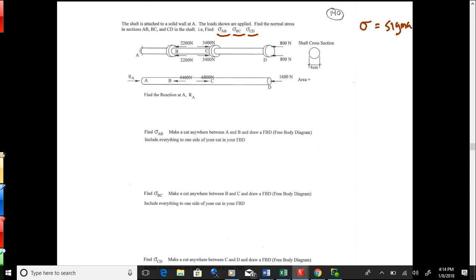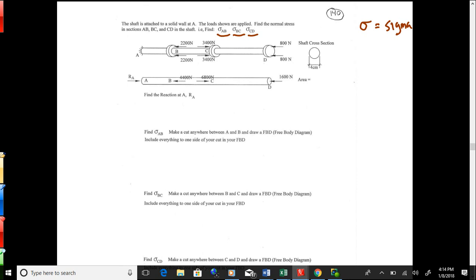Okay, so we want to find the normal stress in the shaft with these loads applied. All right, now step number one is to do all the statics, okay? We have the applied forces. What we want are the reactions. So what I want to do first is get that reaction at A. That would be the first thing that I would do here, to find that.